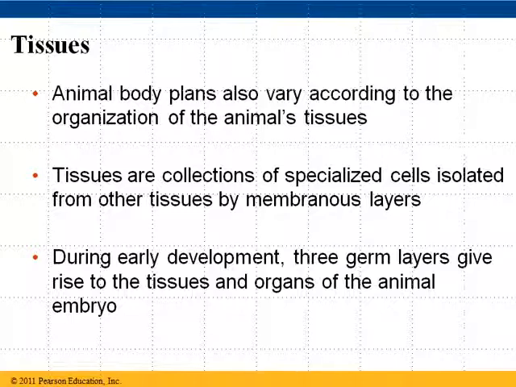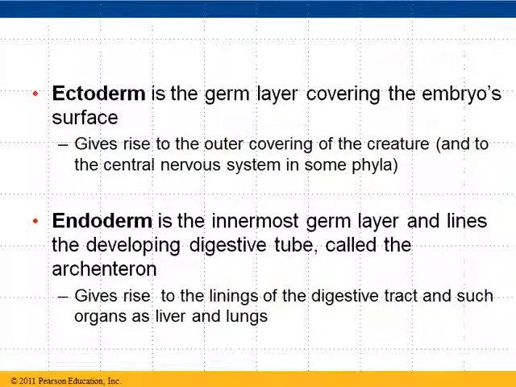During early development, 3 germ layers give rise to tissues and organs of the animal embryo. A germ layer is basically an early layer of cells that can go on to become a wide variety of different cells and specialized features. We already discussed how one of those germ layers becomes what we call the ectoderm, which is the outside layer. The ectoderm is the germ layer covering the embryo's surface, and this is going to give rise to some of the obvious things, like the outer covering of the creature, whether that be skin, feathers, hairs, and the like.